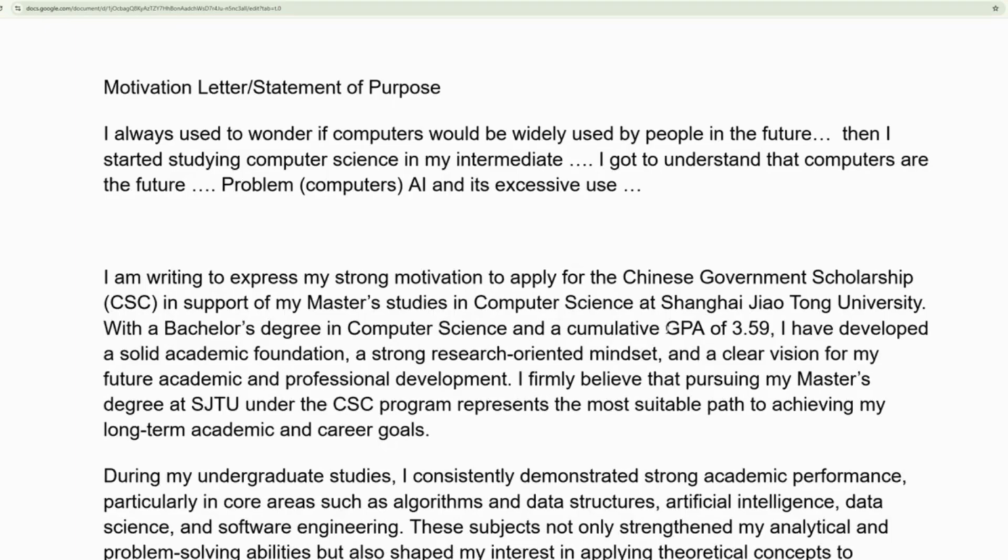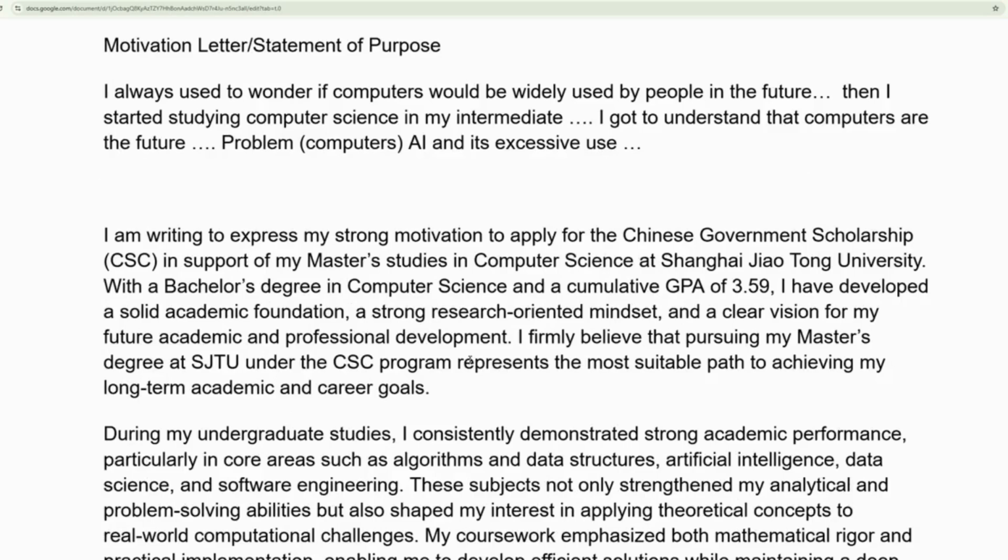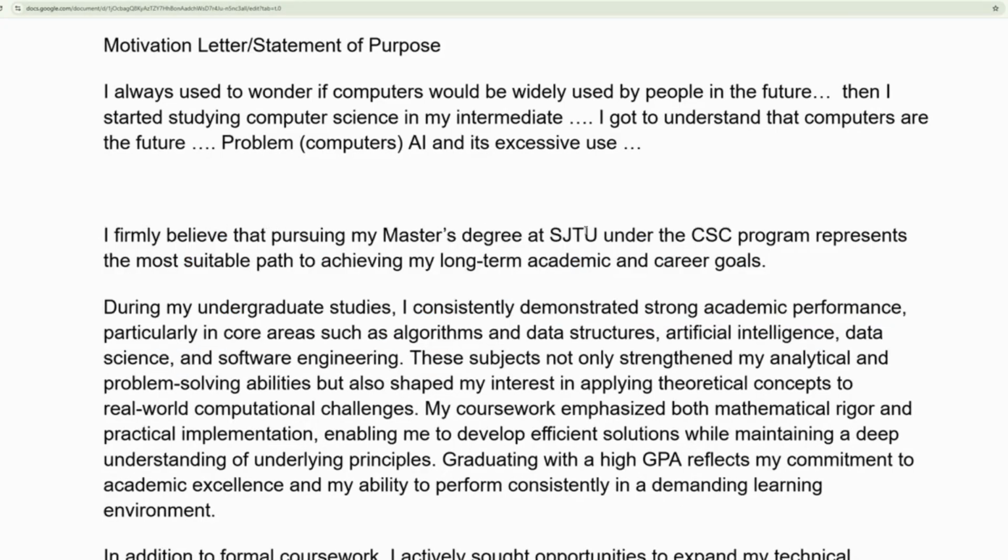Now, of course, after adding this, you can simply go to the paragraph that says you definitely believe that pursuing a master's degree at Shanghai Jiaotong University is a suitable path. Here you could add that problem and achieving whatever your goal was. Be specific here. For example, you want to research AI and its excessive use or harmful use on youth, something like that. So specify your goal here.